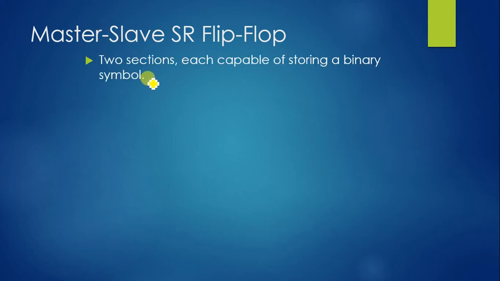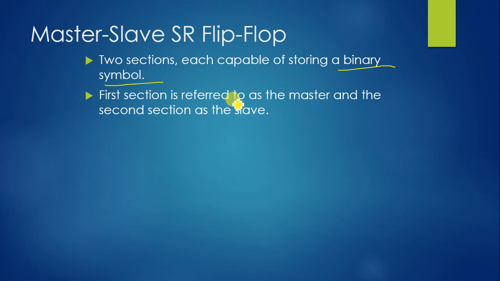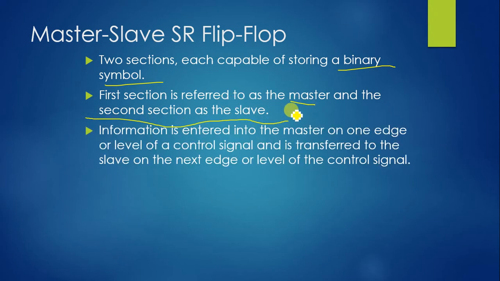We have two sections, each capable of storing one bit of binary digit or binary symbol. The first section is referred to as the master and the second is referred to as the slave. Information that is entered into the master on one edge or level of a control signal, generally the clock, is transferred to the slave on the next triggering.